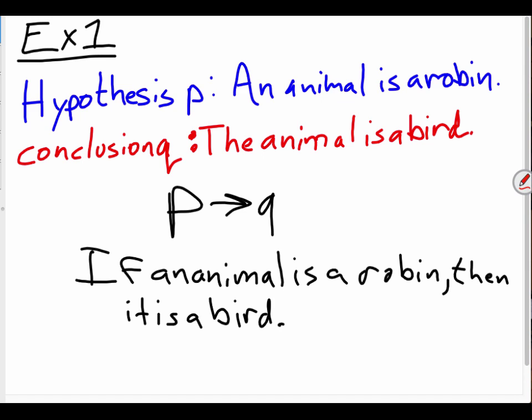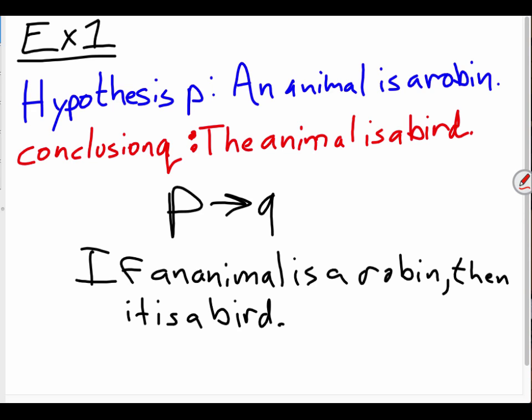I should point out that this is a conditional statement that is only what we call a unidirectional statement. It doesn't go backwards, all right? P implies Q. Q cannot imply P. That would be a biconditional statement. That's something different. In other words, if it's a bird, doesn't necessarily mean it's a robin. Does that make sense to you guys?